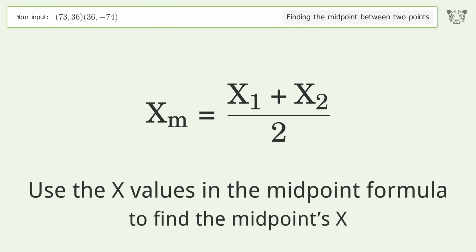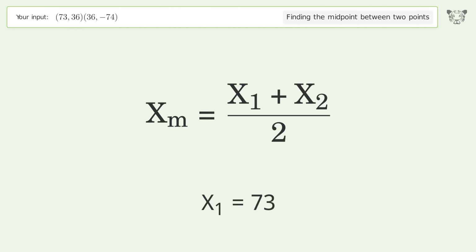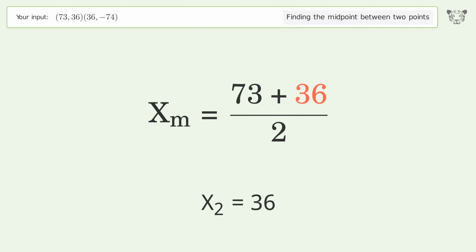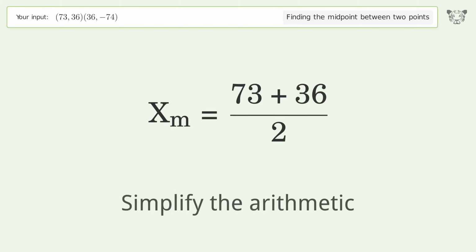Use the x values in the midpoint formula to find the midpoint's x. x1 equals 73. x2 equals 36. Simplify the arithmetic.